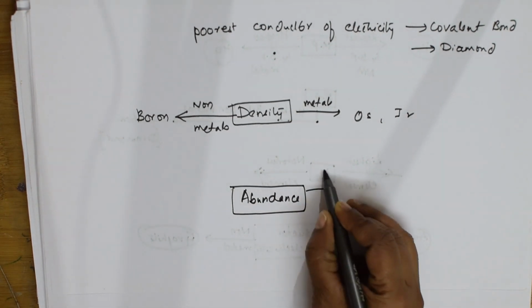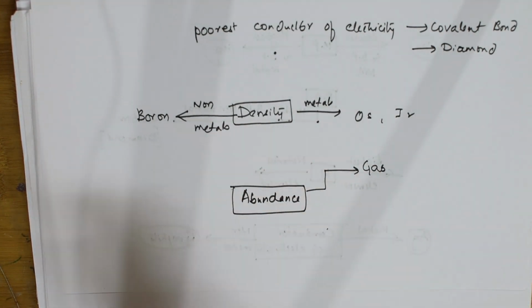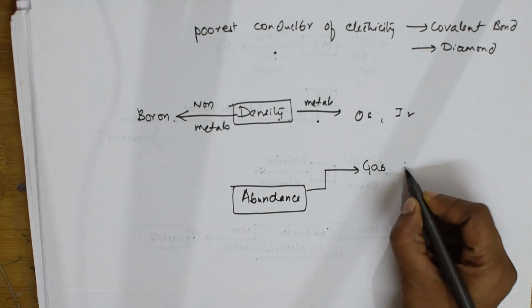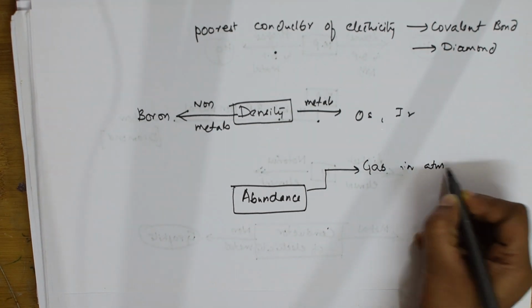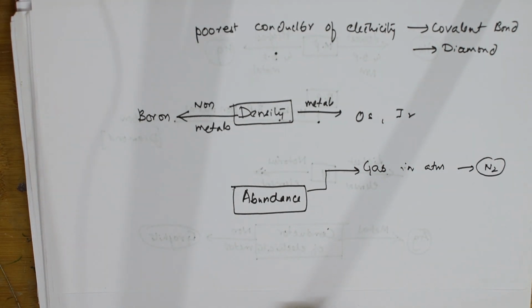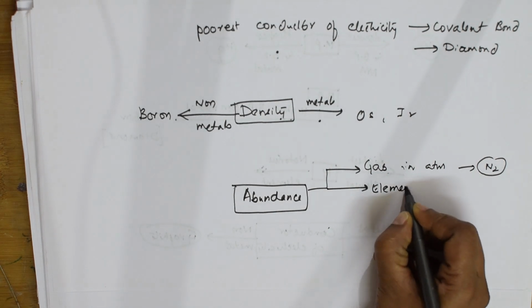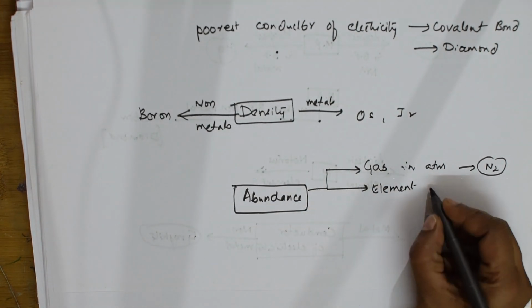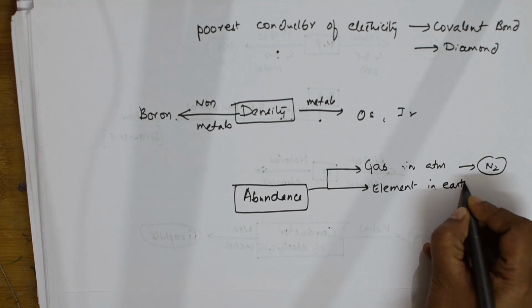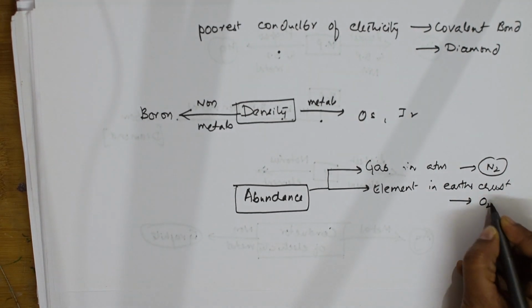So let us write the first category. The gas which is abundant, meaning more in atmosphere. Gas abundant in atmosphere. What is that? It is nothing but nitrogen. Done. Next one. The element abundant in Earth's crust. So let us write element abundant in Earth's crust. What is that? Nothing but oxygen. Done.